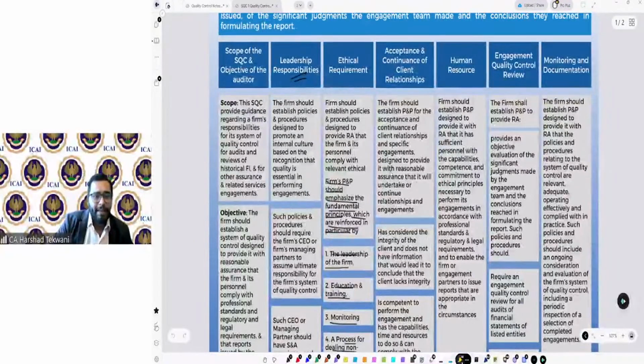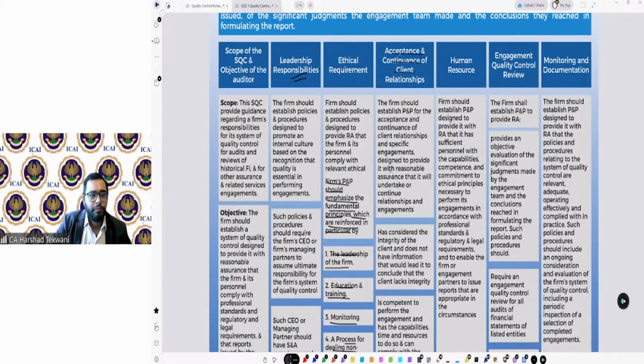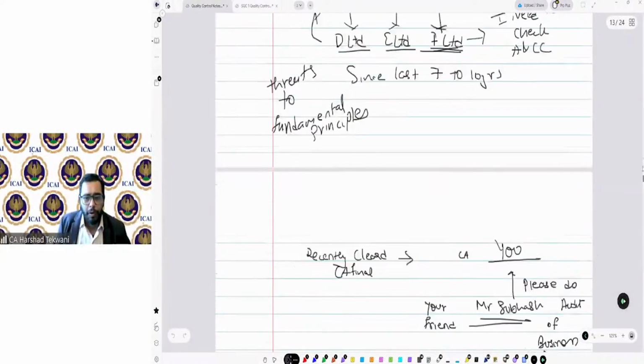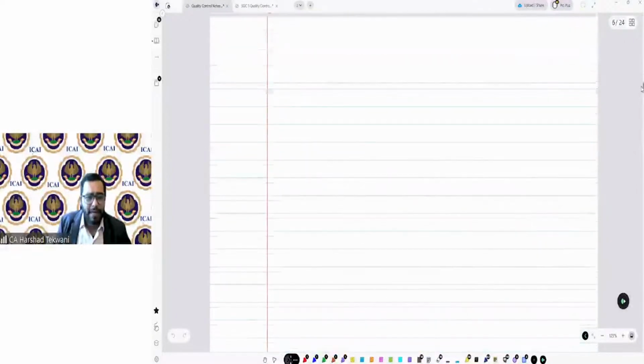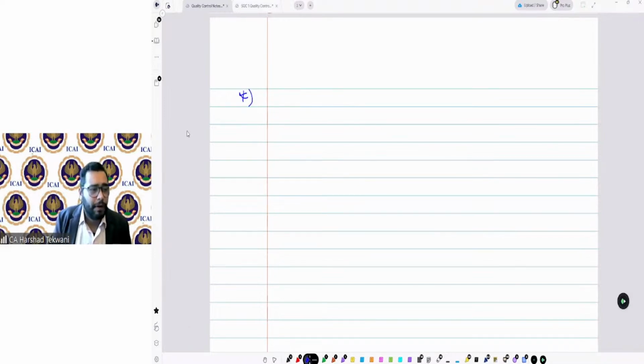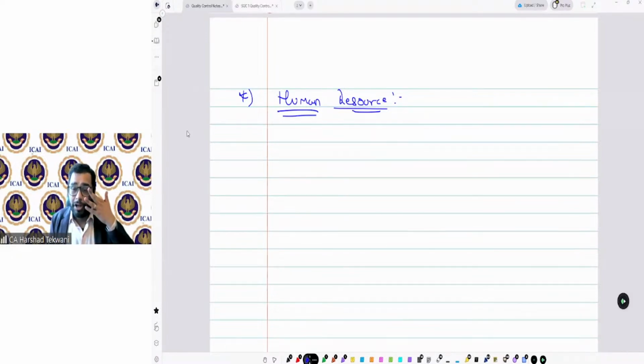So that is the client acceptance and continuance that we discussed now. Now, coming back to the next one, which is human resource. The human resource portion of the SQC 1. Now, what is the human resource area and what is the requirement of SQC 1 with respect to it?